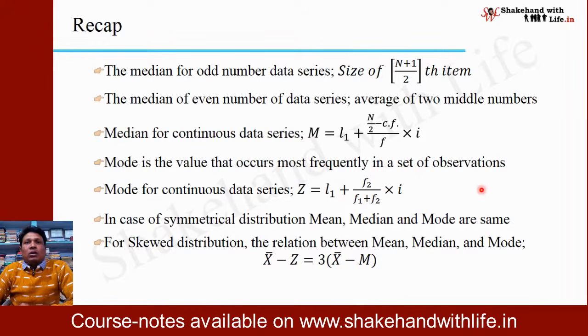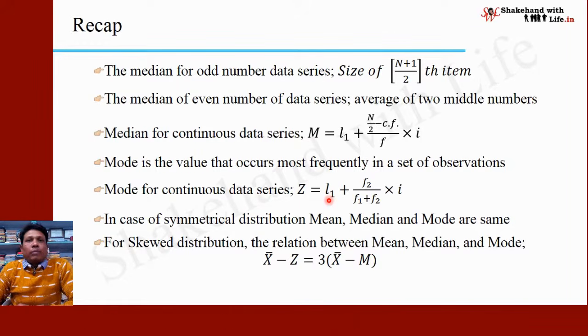I is the class interval, F1 is the frequency of the preceding class of the modal class, and F2 is the frequency of the next class of the modal class. L1 is the lower limit of the modal class. In case of symmetrical distribution, mean, median and mode are the same. For skewed distribution, the relation between mean, median and mode is given by this equation: X bar minus Z equals 3 into X bar minus M.